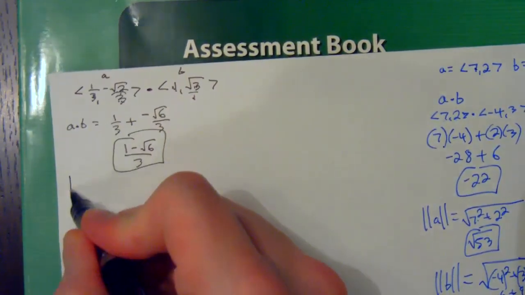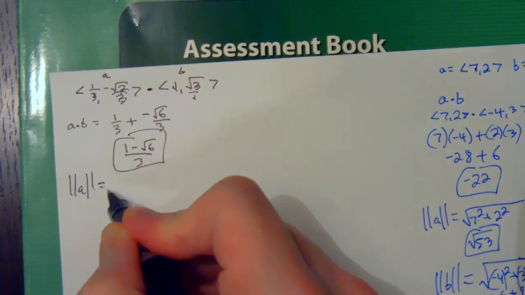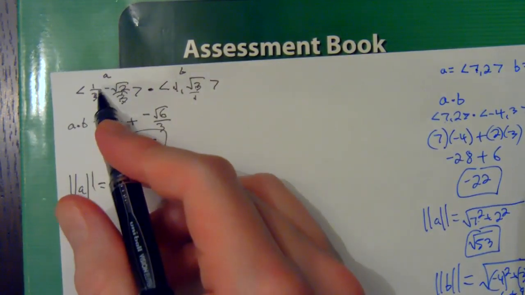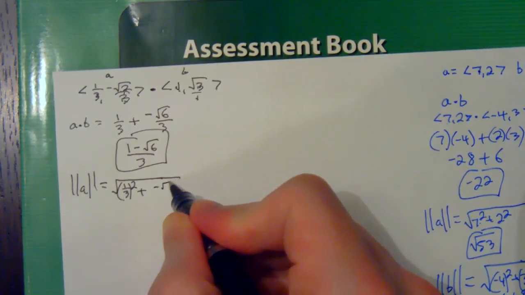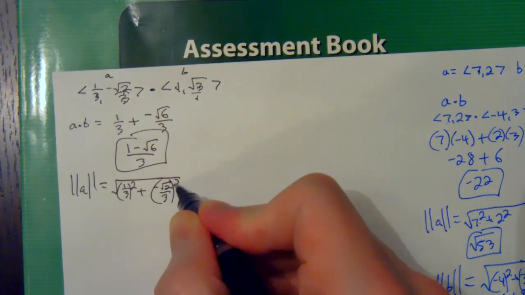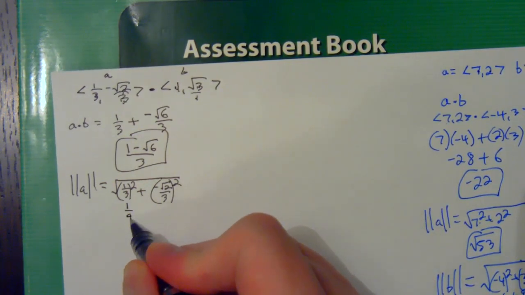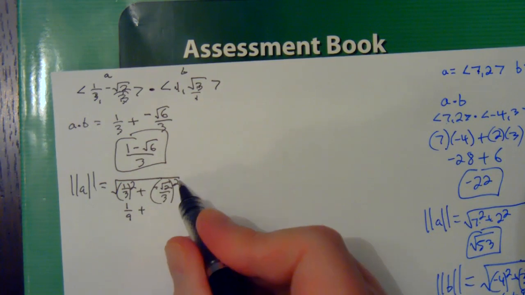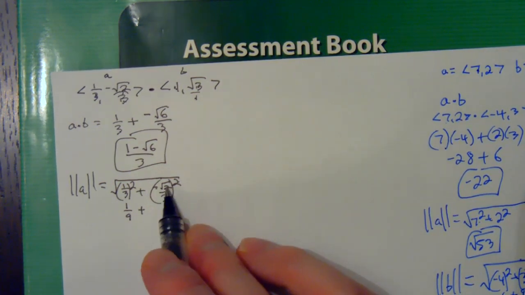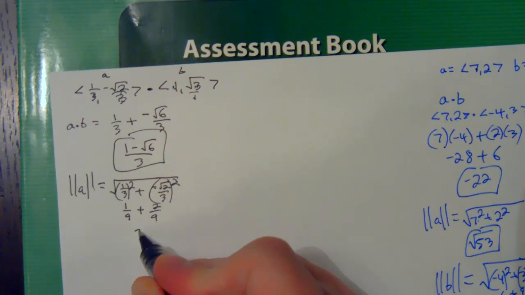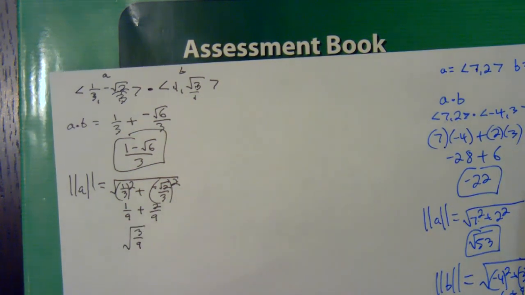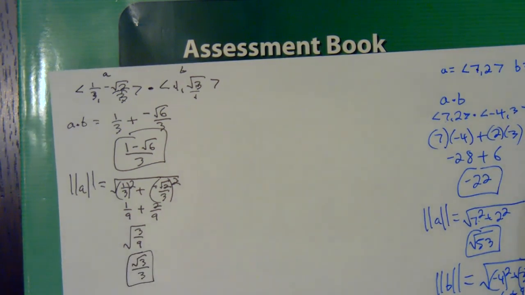And then I'm going to need to do the magnitude of A and the magnitude of B. So the magnitude of A is going to be the square root of the 1/3 squared plus the negative radical 2 over 3 squared. And so 1/3 squared gives us 1/9 plus, and when you take a negative number and square it, it's going to be a positive number. When you take a square root and square it, it just cancels it out. So that's just going to be a 2 over 9. And so that's going to be 3 over 9, but that's all underneath that square root. And that's going to be the square root of 3 on the top, and then the square root of 9, which is 3 on the bottom. So I get square root of 3 over 3 for that.